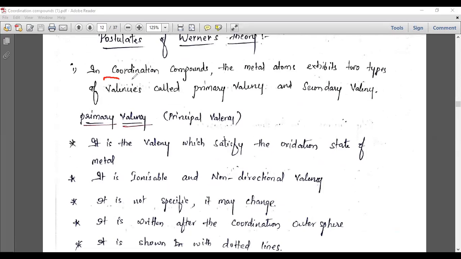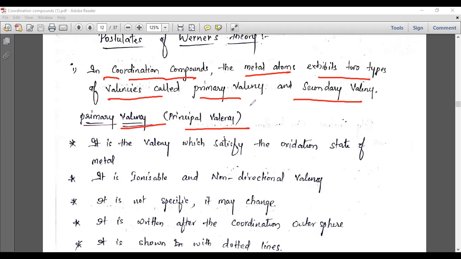He said, first, in coordination compounds, the metal atom exhibits two types of valencies, which are called primary and secondary valency. So he told that any complex definitely will have a primary valency and also a secondary valency.